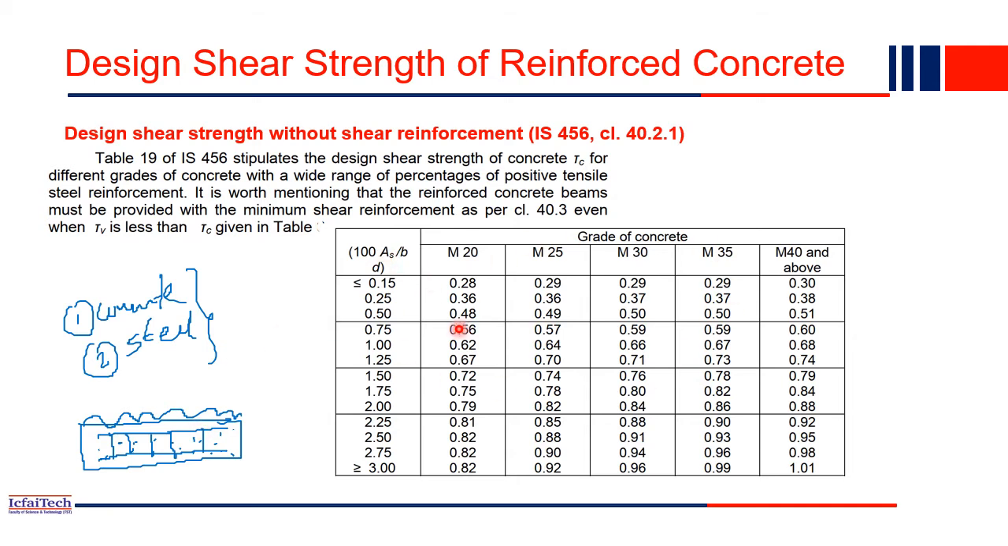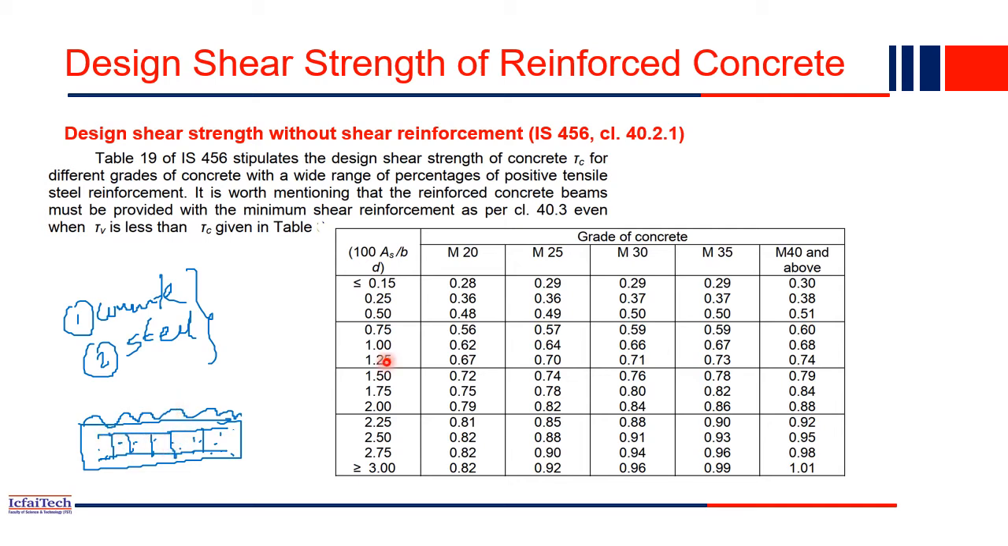So this table will give you how much stress it will take, if you provide a grade of concrete along with the AST, the area of steel you provided, as a percentage of steel. So for example, this beam is made of M25 grade of concrete, and you have provided 1% of tensile steel. In that case, 1% corresponding to M25 is 0.64. So 0.64 Newton per mm square shear stress will be taken care of by the steel as well as concrete in this beam.